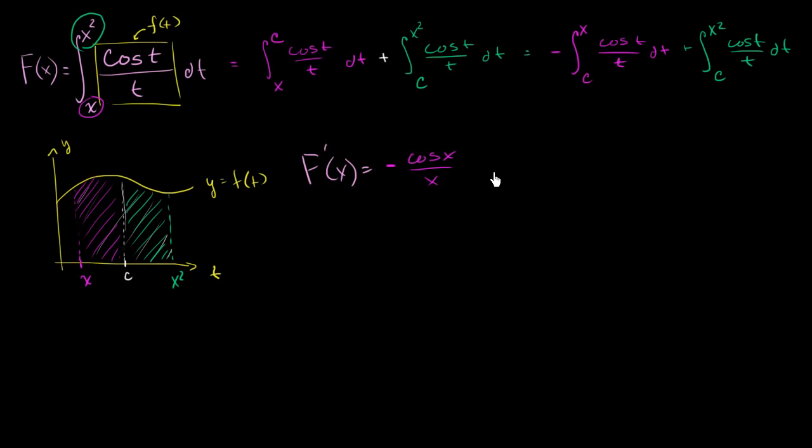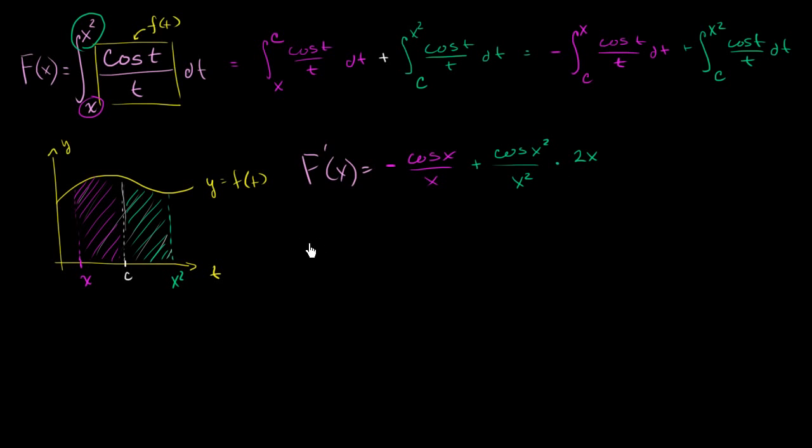And then plus, we're first going to take the derivative of this thing with respect to x squared. And that's going to give you cosine of x squared over x squared. Wherever you saw t, you replace it with an x squared. And then you're going to multiply that times the derivative of x squared with respect to x. The derivative of x squared with respect to x is just 2x. And we're done. We just need to simplify this thing.